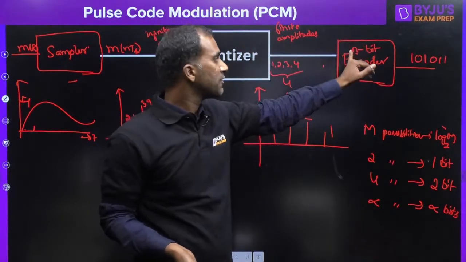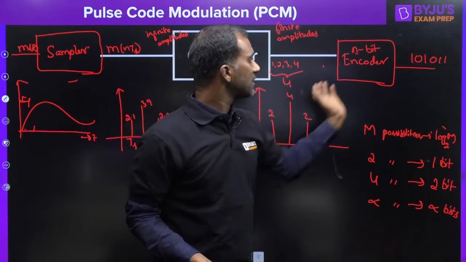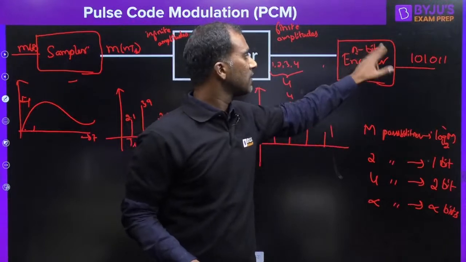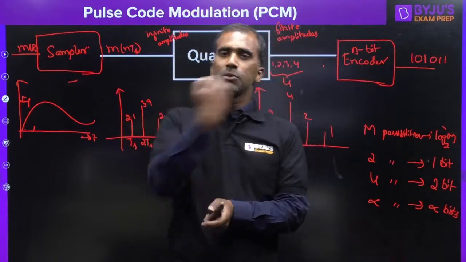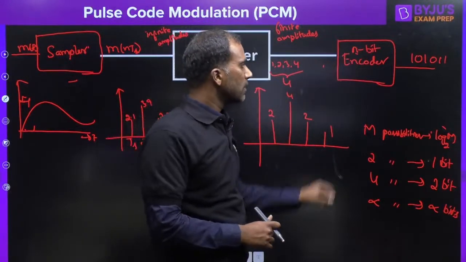In a practical PCM system, we use n as 8 bits, which means once you get the first sample, it is converted to 8 bits. The second sample is also converted into 8 bits. That is the meaning of an 8-bit encoder. What does an 8-bit encoder do? Whenever it gets a sample, it converts it into 8 bits. Every sample, it converts into 8 bits. That is the job of an encoder.